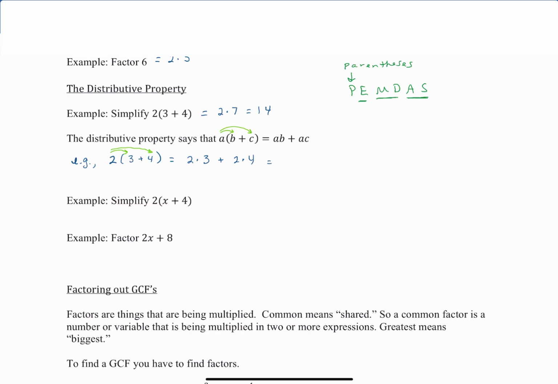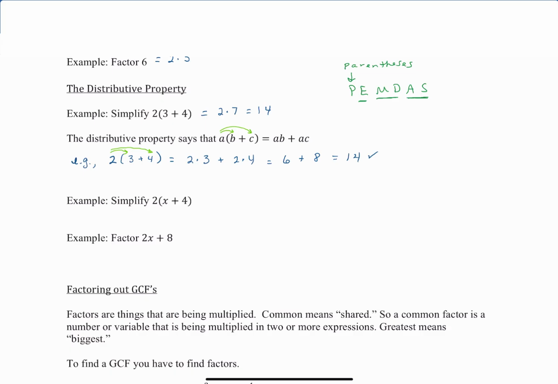2 times 3 is 6. 2 times 4 is 8. And yep, sure enough, 6 plus 8 is 14. And yes, we can always use the distributive property. Now, honestly, I personally would not use it for this problem because you don't have to use it. We've got this other simpler way of doing the problem. And if you use the distributive property on something like this, it's just easier to make mistakes. So then why are we even talking about this distributive property?